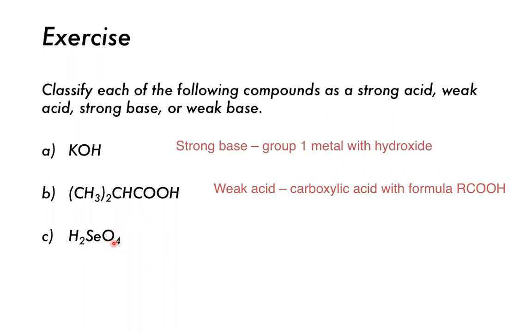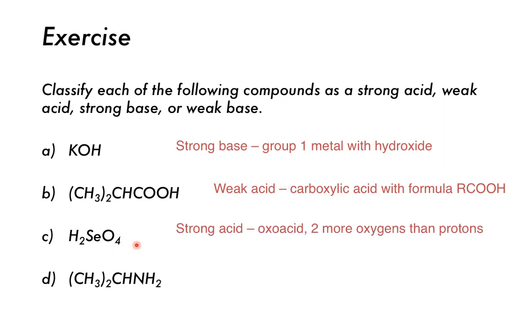So in this case, this is kind of similar to sulfuric acid. This selenic acid will have 4 oxygens and 2 hydrogens. That will give a difference of 2, which will mean that we have a strong acid. So it's an oxo acid, and there are 2 more oxygens than hydrogens, which means that it is strong. If the difference is 0 or 1, then it's a weak oxo acid. But if it's 2 or more, then we will have a strong acid.